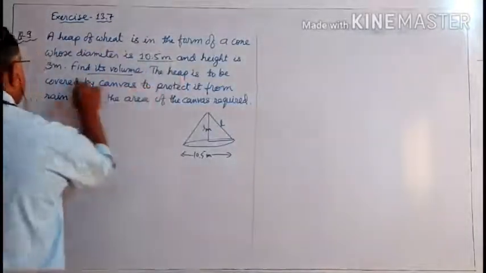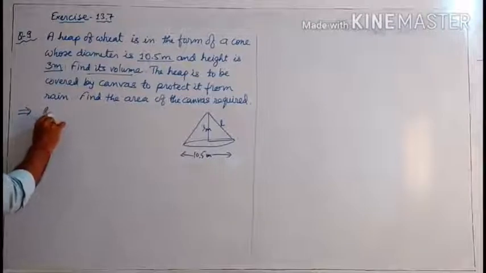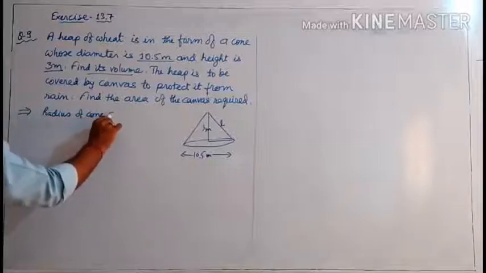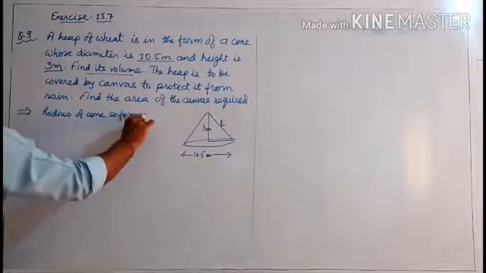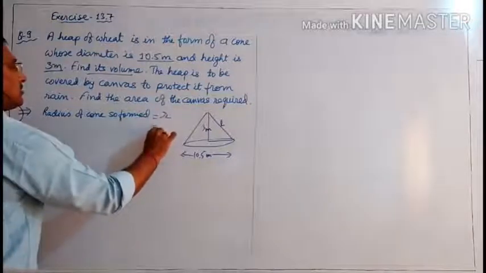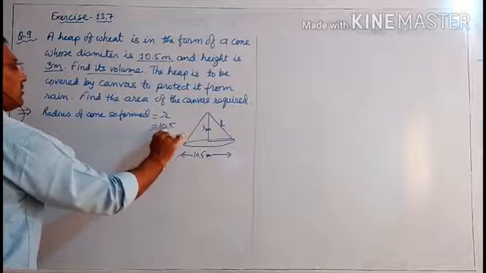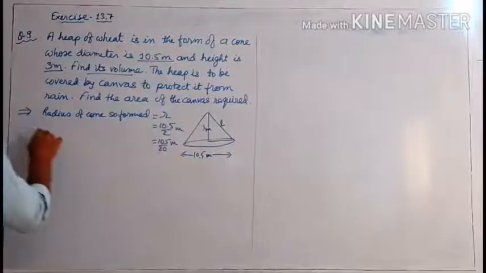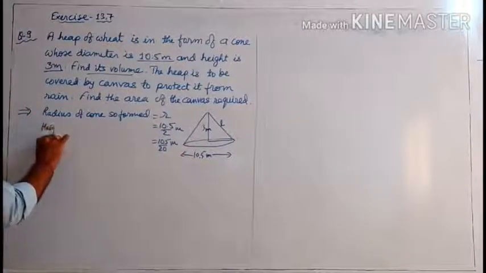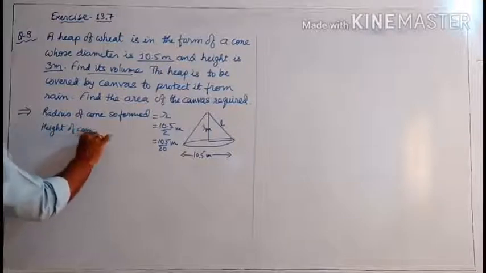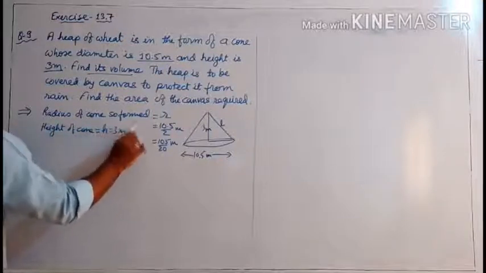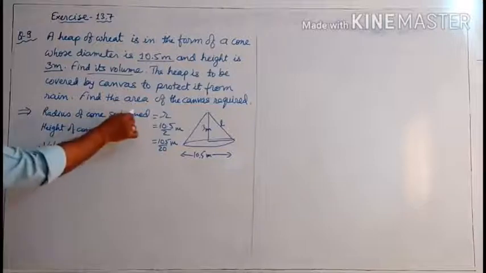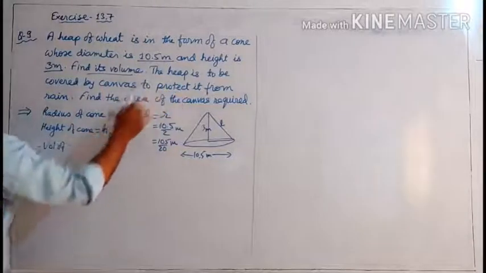Here the diameter is given and the height is given. So the radius of the cone formed is equal to diameter divided by 2, that is 10.5 by 2 meter. Then the height of the cone, h, is equal to 3 meter. So our question is to find the volume of the heap.